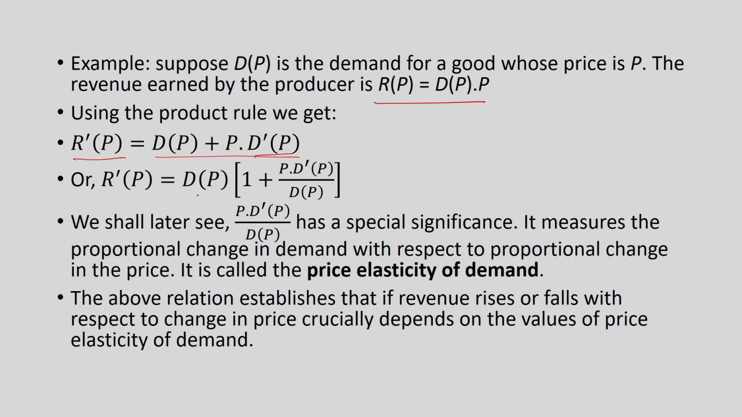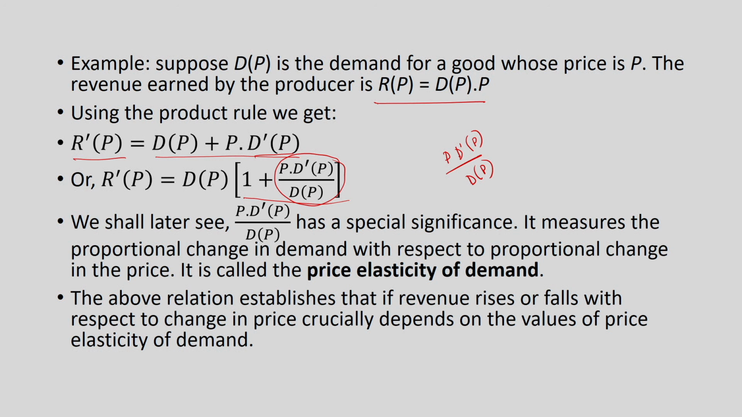Or we can take D(P) common on the right hand side, and what we should get is 1 plus P multiplied by D prime P divided by D(P). Now, this term is an interesting term. Let me write it separately. It is P D prime P divided by D of P. It has a special significance. It measures the proportional change in demand with respect to proportional change in the price. It is called the price elasticity of demand, right.